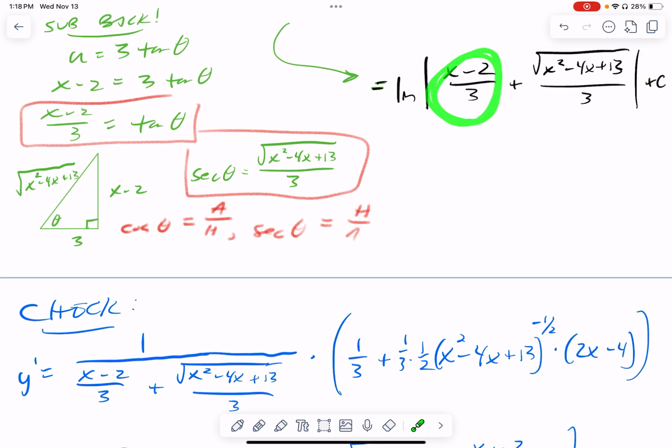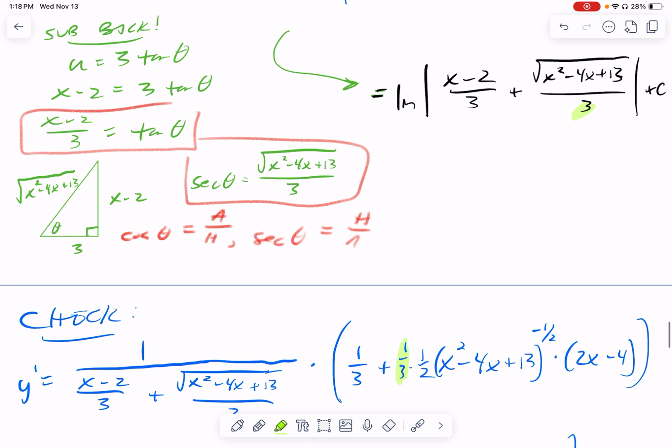So the derivative of this is just 1/3. And then for the other part, over 3, I'm separating out that 1/3, just getting it out of the way. And then the derivative of square root of x squared minus 4x plus 13 would be 1/2 times x squared minus 4x plus 13 to the negative 1/2 times the derivative of the inside, which is 2x minus 4.